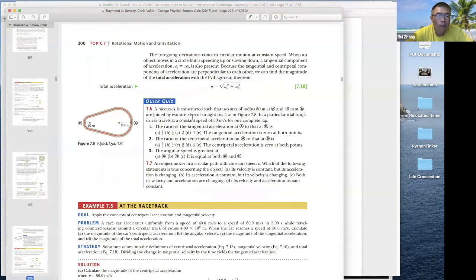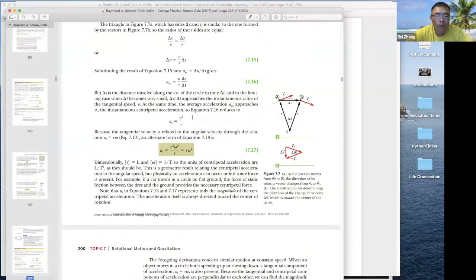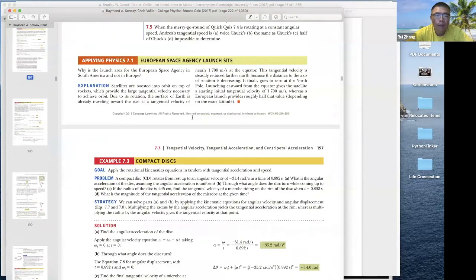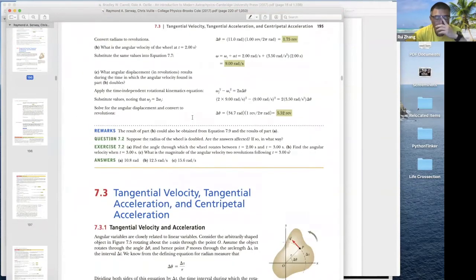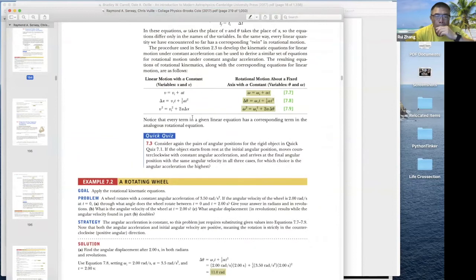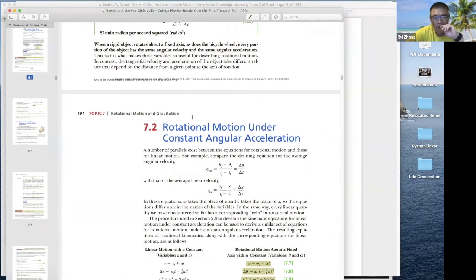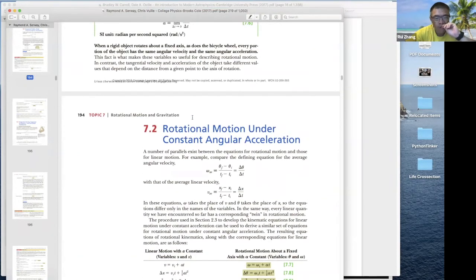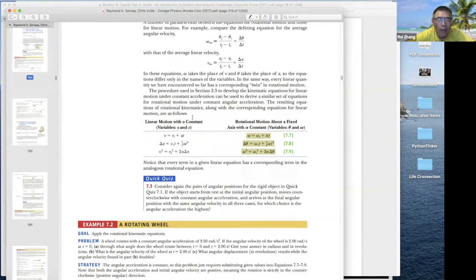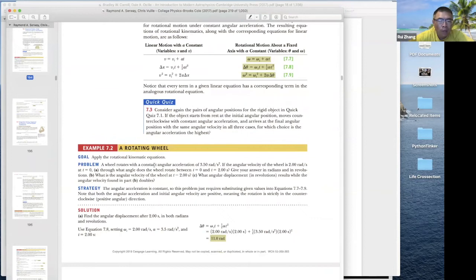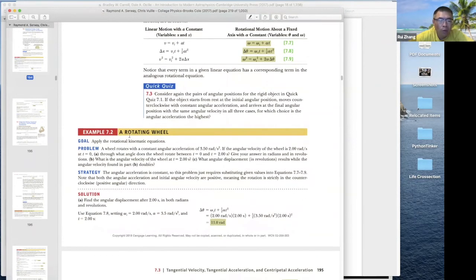Let me go like 200. Okay, this is rotational motion. Okay, so let's do one exercise example. Let's do this one, okay? A rotating wheel. Let me see, is that a good one to do? Okay, yes.